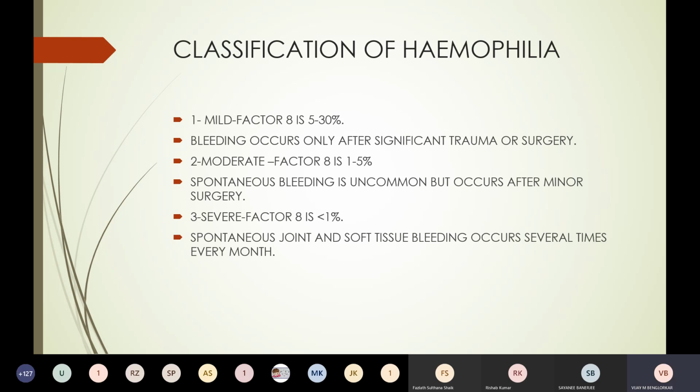Classification of hemophilia. Number 1 is mild. In this, factor VIII is 5 to 30%, and bleeding occurs only after significant trauma or surgery. Means these patients, in day-to-day life, don't have any problem. Only when they have significant trauma, they have a problem.